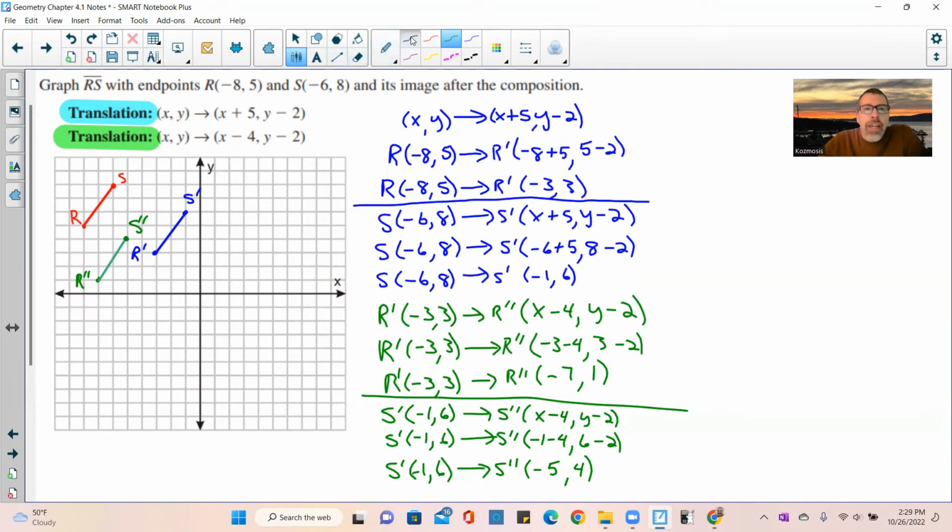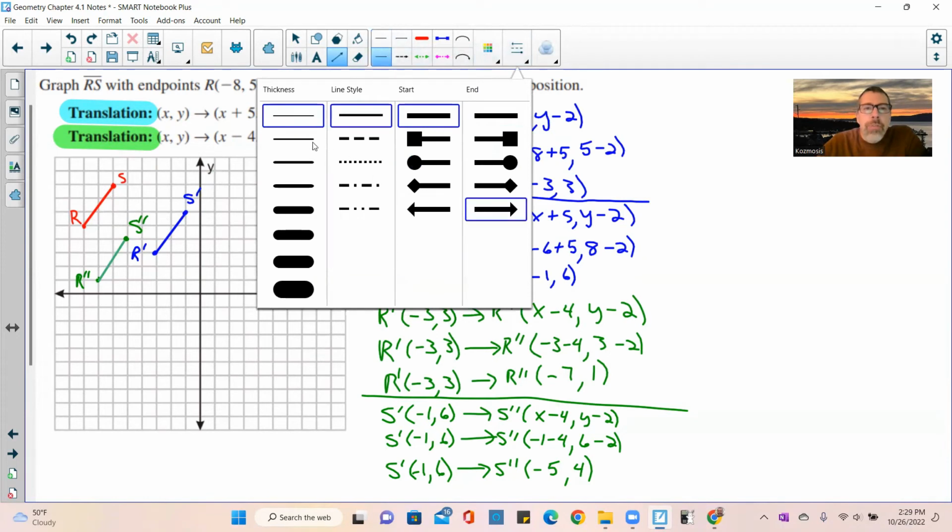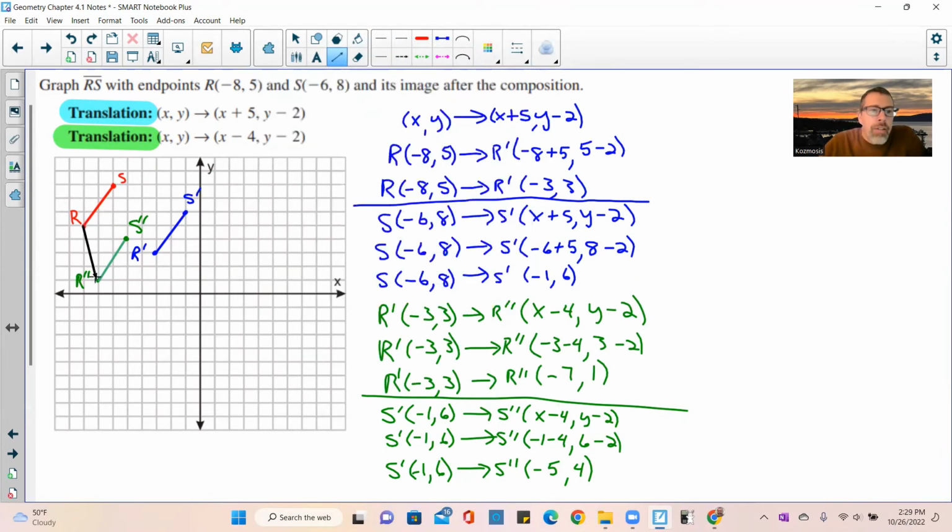So we could have done this in one step. And that is going to be a direct translation, or the composition will then be this. I don't think the book is asking for that, but I'm going to do it anyway. So here's what the composition would look like. We would take R and go directly to R double prime. Take S and go directly to S double prime. And I can write a rule for that. R went right five and then left four, so we have only moved a total of right one.